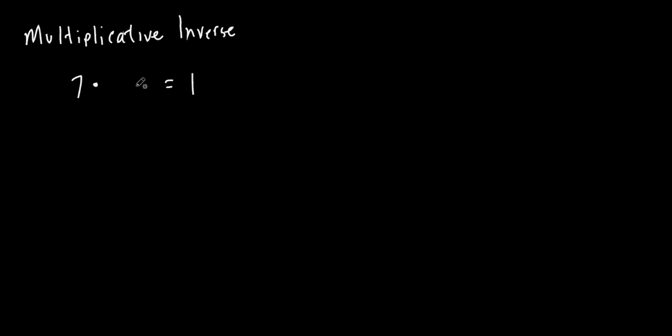Negative 14. So negative 14 times 7 is 1? Don't think so. I don't know. 0? 7 times 0 is 1? There isn't an answer. You have to divide it.